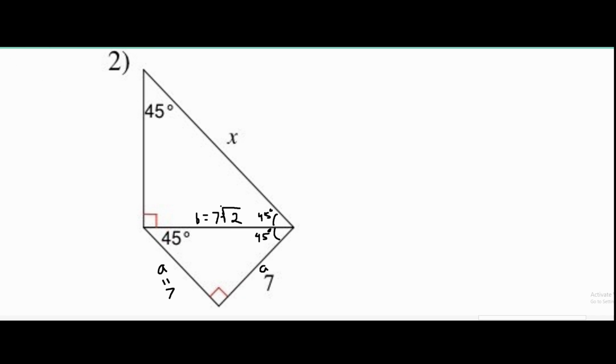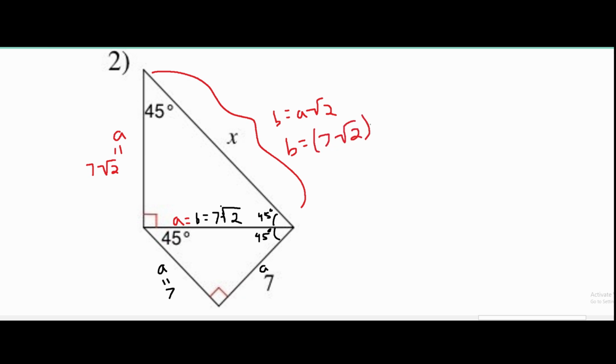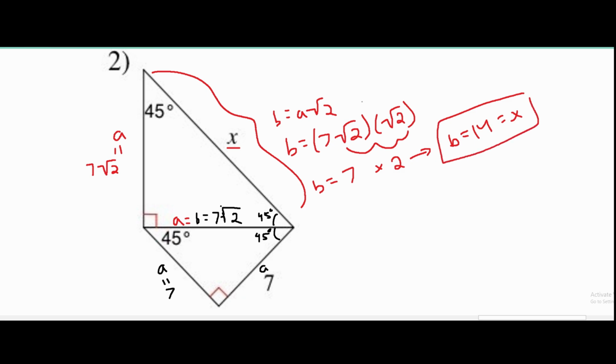So we can say that our B is equal to 7 square root of 2, and for our second triangle we can say that A is equal to 7 square root of 2. And since this side is also A, this is also going to equal 7 square root of 2. And B we know to equal A square root of 2. So if our A is 7 square root of 2, we can just plug it in. We can say B is equal to 7 square root of 2 times square root of 2, because this is our A, and it is being multiplied by the square root of 2. The square root of 2 times the square root of 2 is going to give us 2. We have our 7 that we have to bring down here too, and we have 7 times 2 is equal to B, or B is equal to 14, which is also equal to this x right here. So this is the answer for our x.